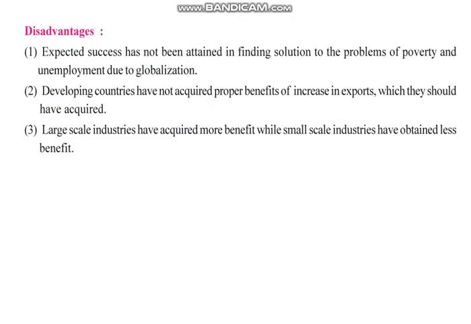Now disadvantages. Expected success has not been attained in finding a solution to the problem of poverty. See, the problem of poverty still exists in India. Poverty is one of the biggest problems that India is facing, and unemployment due to globalization. Due to this globalization, there is also unemployment, as most of the foreign companies try to employ their own people in their companies, and that's why the problem of unemployment is also one of the biggest problems that India is facing.